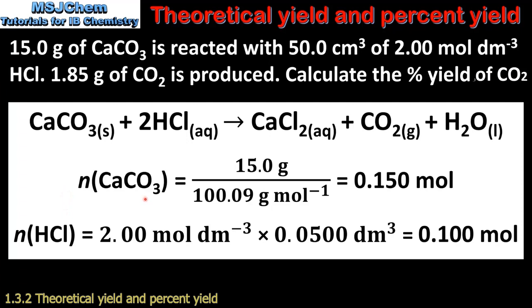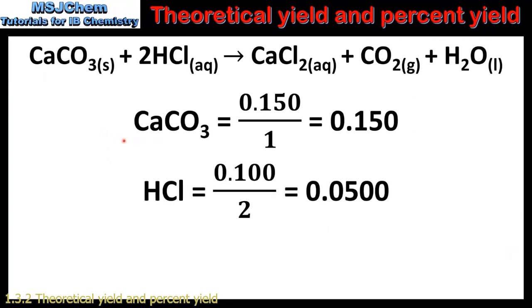For the calcium carbonate, we divide the mass by its molar mass, which gives us 0.150 moles. For the HCl, we're using the equation n equals CV. So we multiply the concentration in moles per decimeter cubed by the volume in decimeters cubed, which gives us 0.1 moles of HCl. Next, we determine which one is the limiting reactant and which is the excess reactant.